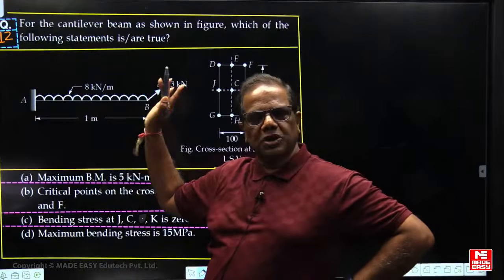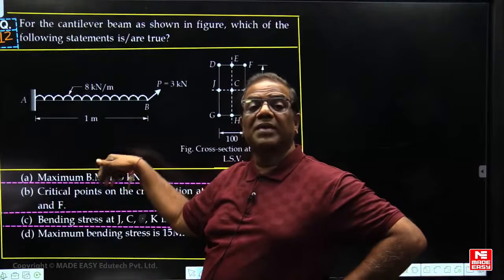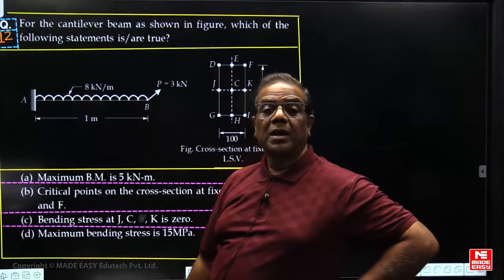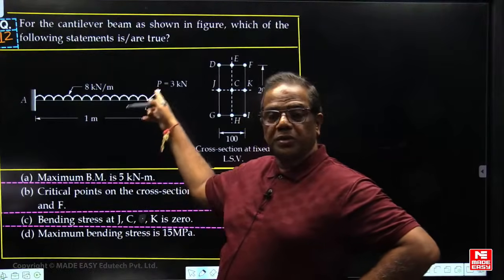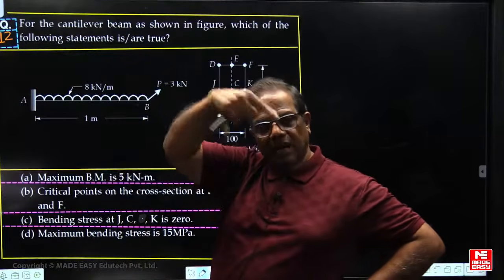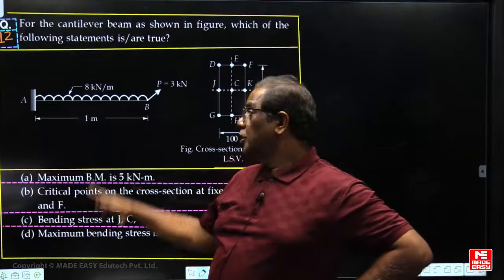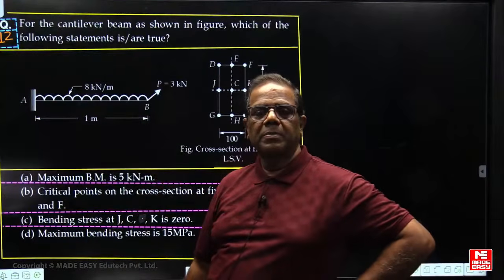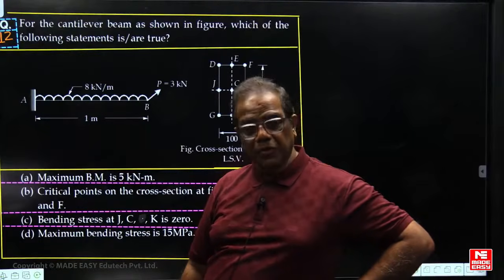Use superposition. First assume only UDL. Then you are going to get a vertical bending, hogging bending. And due to this one, you are getting a horizontal bending, backside contraction, positive. Due to UDL, hogging, bottom contraction, so BMD is negative.